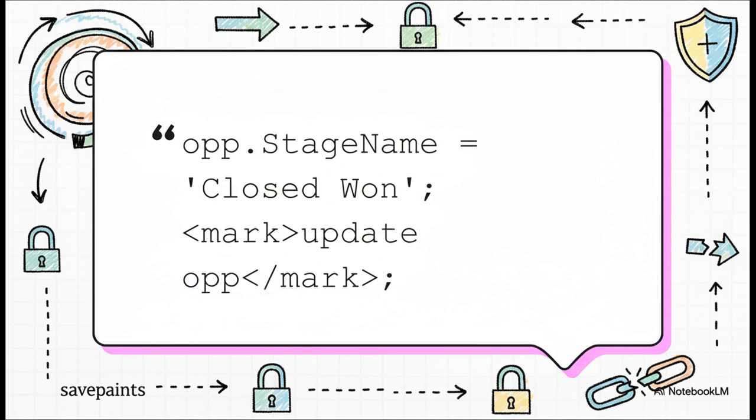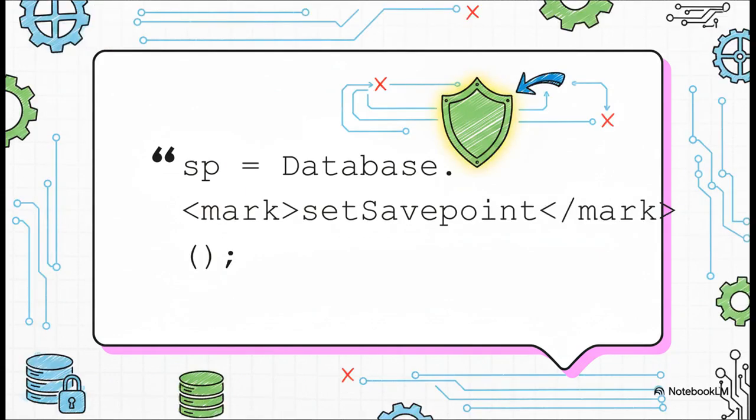We grab our opportunity, we update its stage. This is our non-negotiable. This is the whole reason our transaction is even running. And we do it first before anything else has a chance to mess things up. Now, check out the timing here. It's super important. Right after we know that critical update worked, boom, we create this save point. We're essentially saying to the system, okay, the opportunity update is solid. Lock in this state. This is our fallback point.